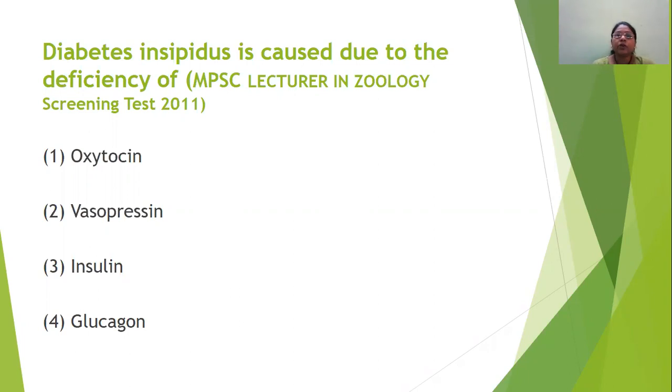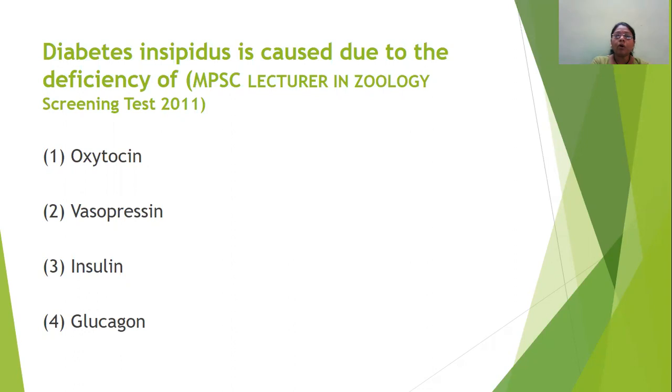Today we are going to see one question from MPSC lecturer in Zoology Screening Test 2011. The question is, diabetes insipidus is caused due to the deficiency of oxytocin, vasopressin, insulin or glucagon. So in this case, I'm going to explain you the answer of this question and why the particular answer is the answer of this question.